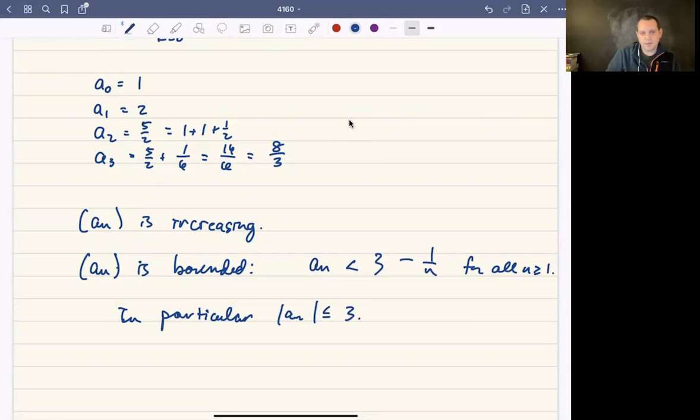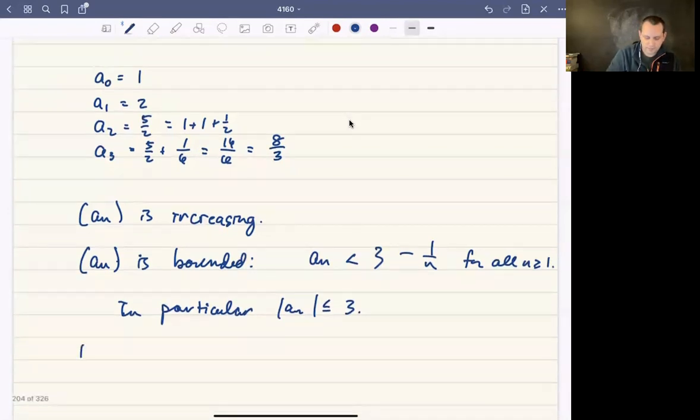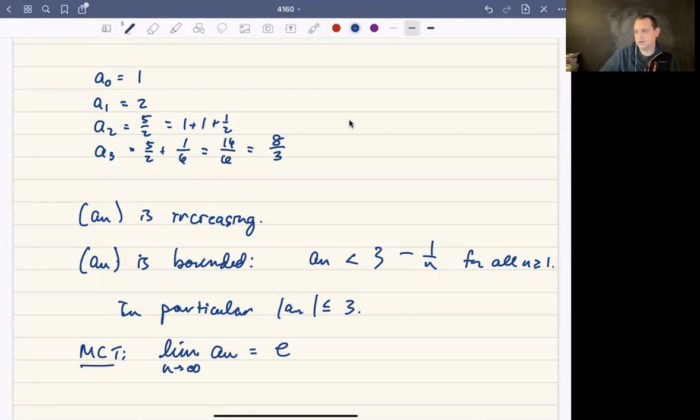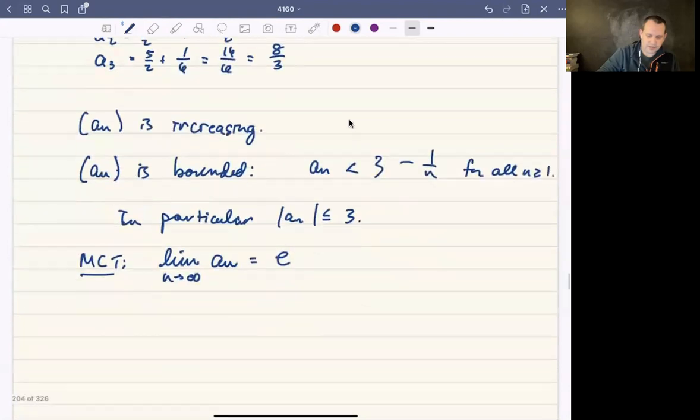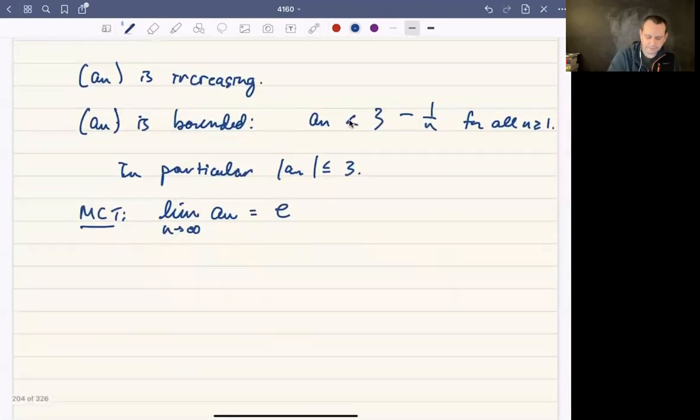And this means by the monotone convergence theorem, the sequence a sub n has a limit. It turns out that this limit happens to be e, which is 2.71828. Yeah, so that's what that monotone convergence theorem says. Okay, so here we have an increasing bounded sequence. That's really all that I wanted to say there.